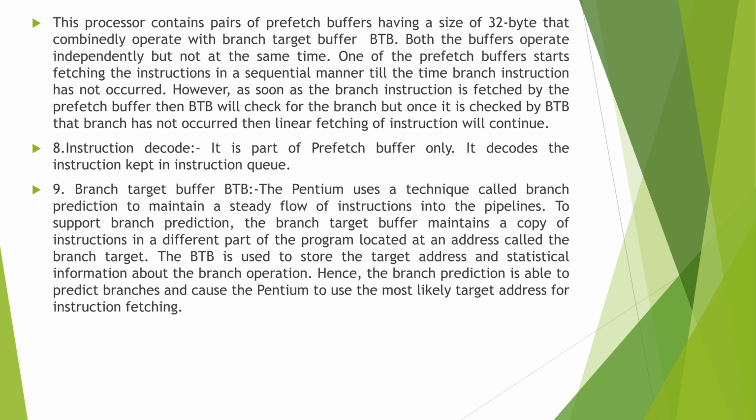Both the buffers operate independently. The first buffer fetches the instruction and fills the instruction into its 32 byte prefetch buffer sequentially until any branch instruction comes. If any branch instruction has occurred, the BTB will check the branch target address, and from that branch target address, the next sequence of instructions will be loaded into the other buffer. And likewise, these two buffers of the prefetch buffer work independently.